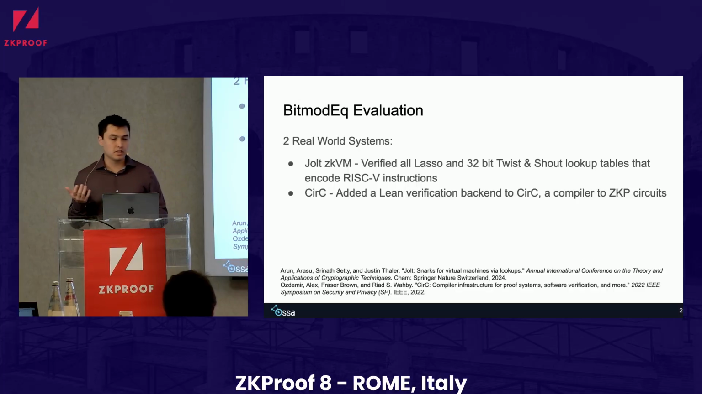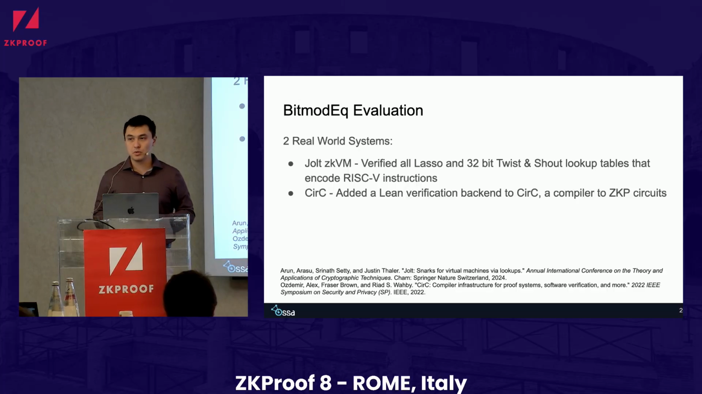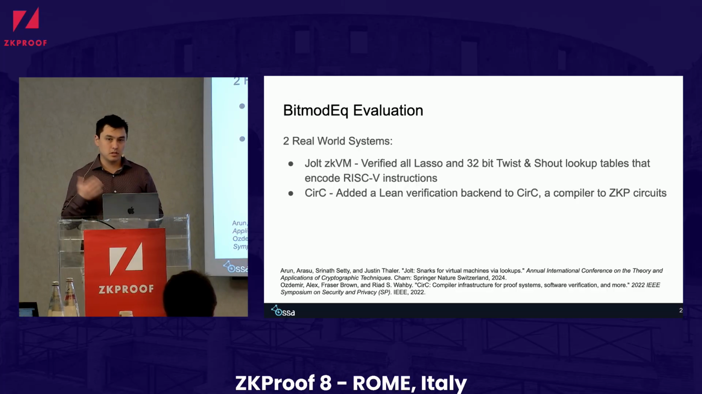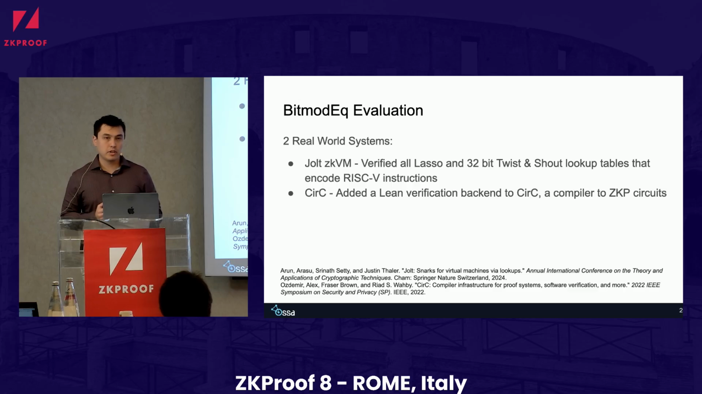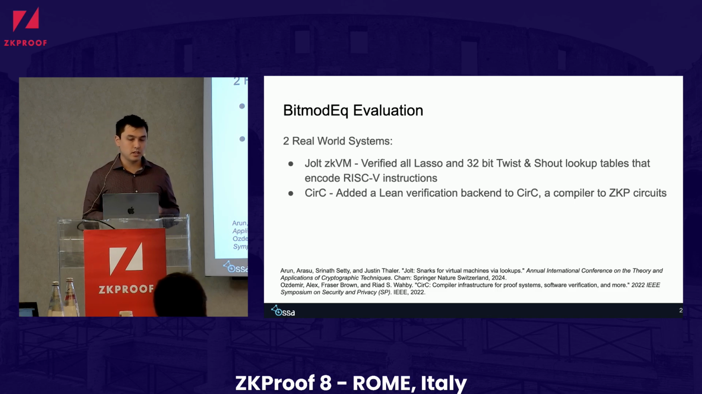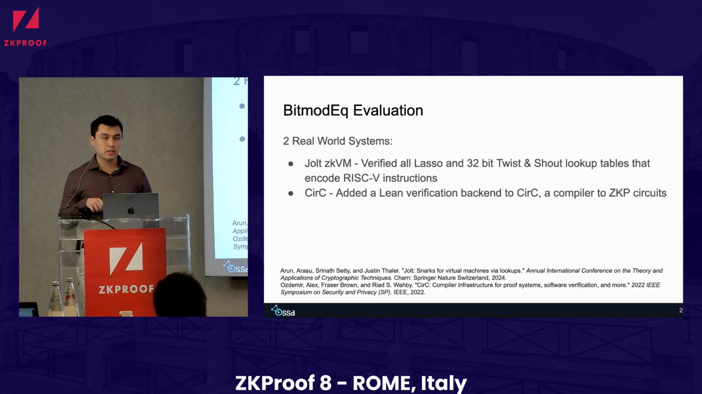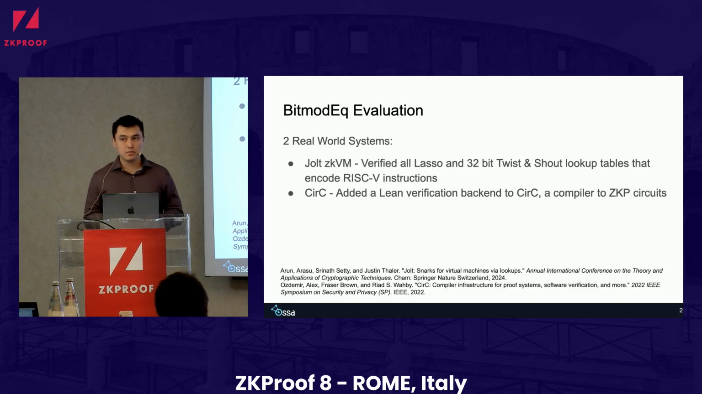So to evaluate the system, we did 2 real-world case studies. The first was the Jolt ZKVM, and then we also evaluated it on Cersei. For Jolt, we verified all of the Lasso lookup tables and all the 32-bit Twist and Shout lookup tables. And these, again, are encoding all the RISC-V instructions. And then Cersei is basically a verified compiler for ZK. Previously, it only had an SMT backend, and we've added a Lean verification backend for Cersei.